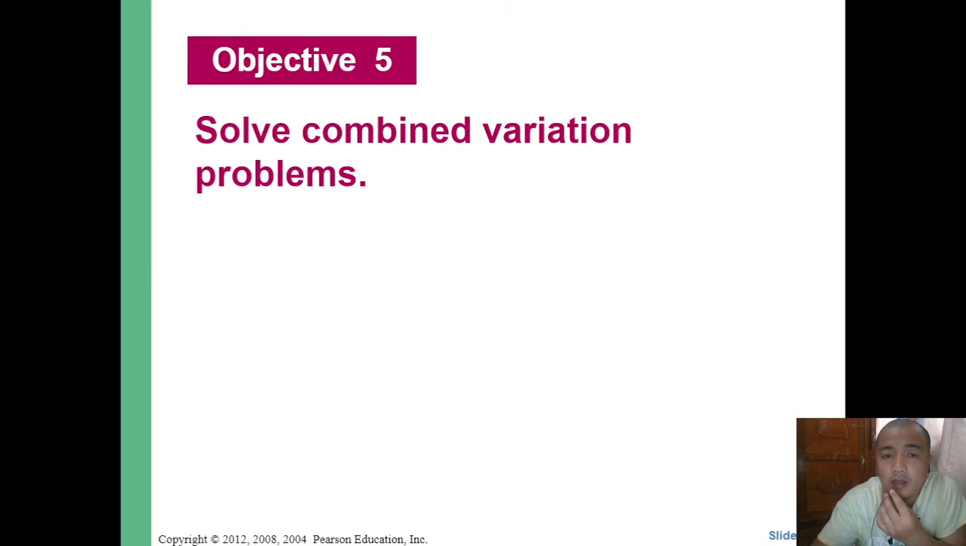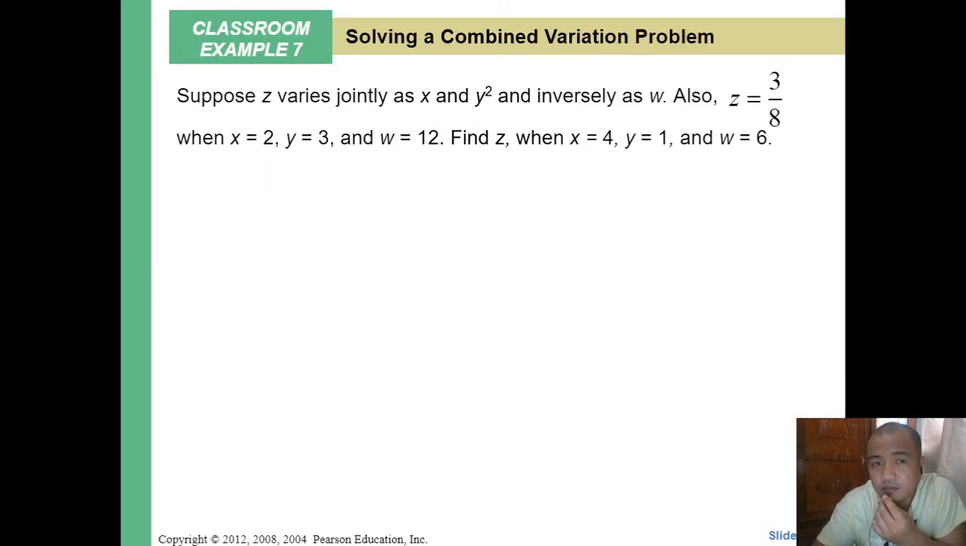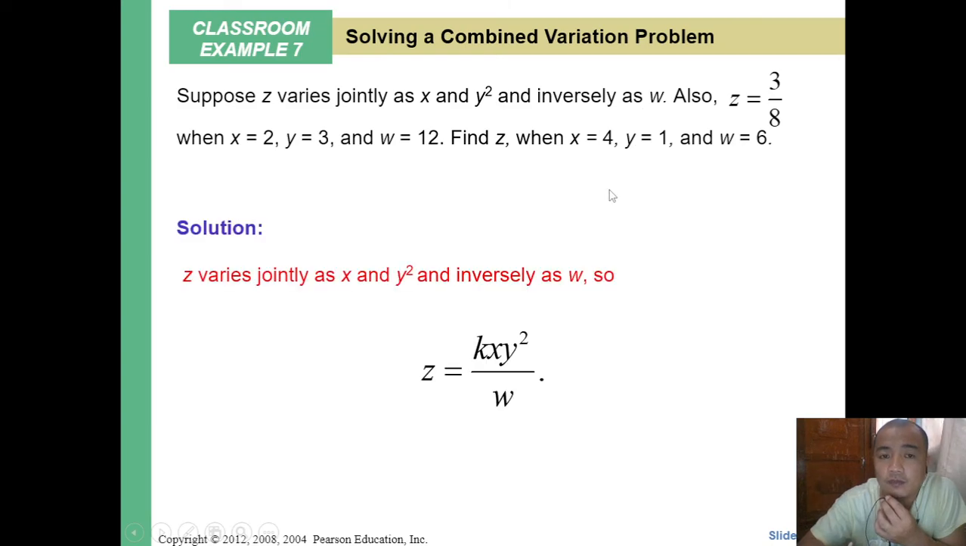Objective 5, solve combined variation problems. Combined variation is just a combination of inverse and direct and even joint variation. Suppose z varies jointly as x and y squared and inversely as w. Also z equals 3/8 when x equals 2, y is 3, w is 12. Find z when x equals 4 and y equals 1 and w equals 6. So our equation will be z equals k x y squared all over w.